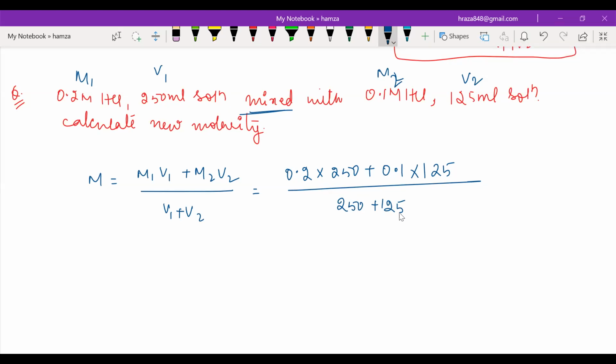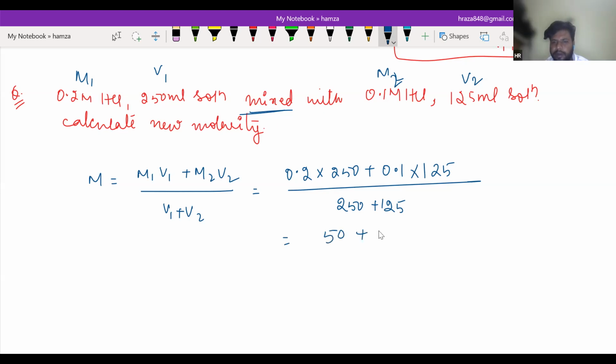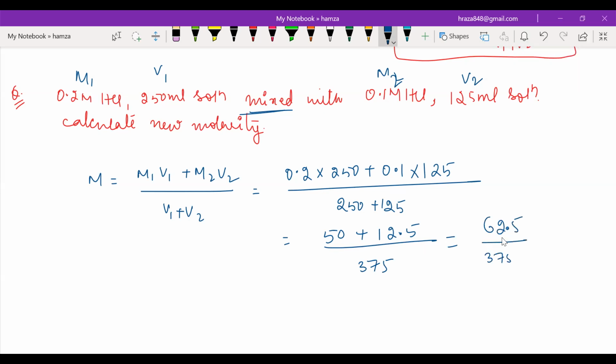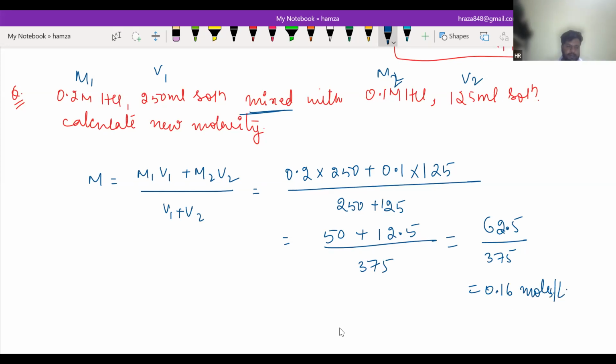Done. So you can easily calculate it. It will be 50, and then it will be 12.5. Again, it will be 375. And when it is calculated, sir, it's 0.16. Have you calculated it? 62.5. Yes, 0.16. Very good. Moles per liter. Very good. So basically, this is the second last type of molarity.